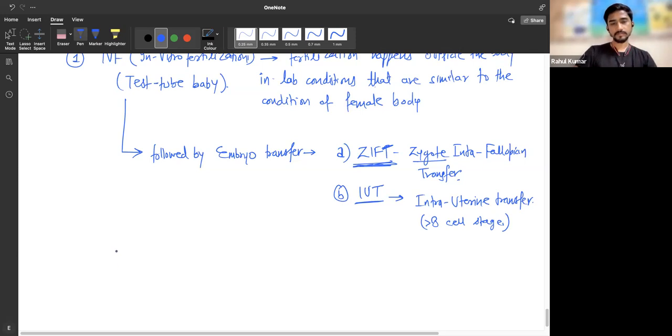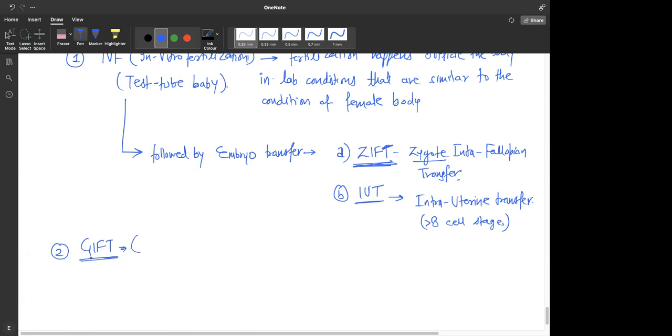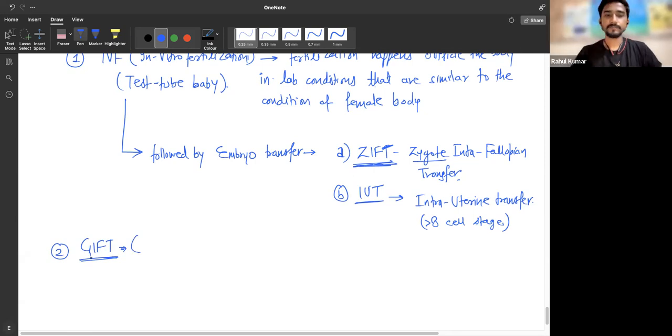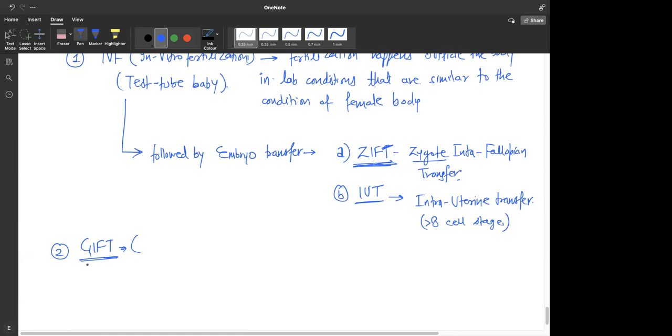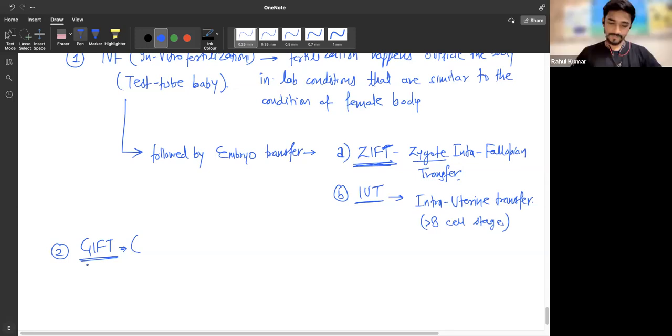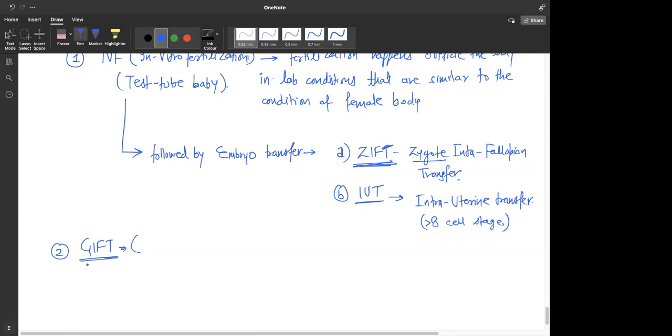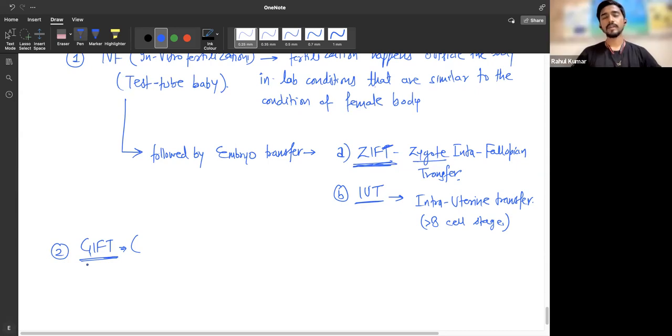There's one more thing, which is a different kind of transfer. It is not done after IVF, it does not need IVF. It can be done separately. And it is called GIFT. It is what the word says. So what is GIFT? Ovum is collected from a donor and put into the fallopian tube of another female's reproductive tract. Then that female is just told to normally undergo sexual intercourse.